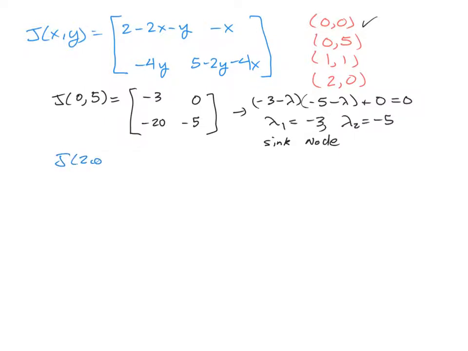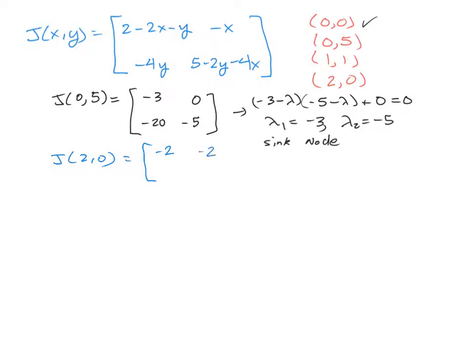The Jacobian at (2, 0) is now going to have the x-coordinate equal to 0, using the same formula for the Jacobian matrix. That's going to be 2 minus 2 times 2 minus 0. So that's 2 minus 4, which is negative 2. The x-coordinate is negative x. It's 2, so that's going to be a negative 2.